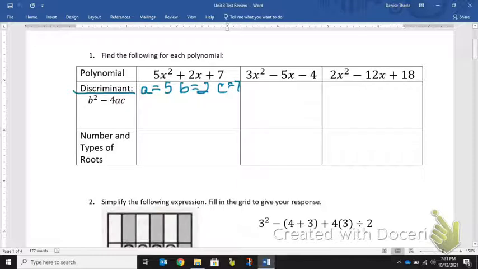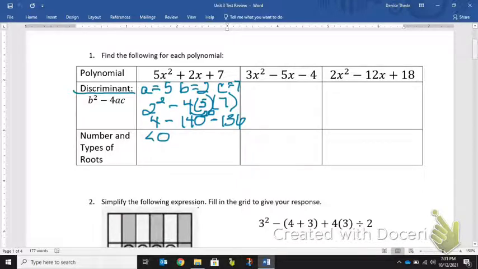So b squared is going to be 2 to the second power minus 4 times a, which is 5, times c, which is 7. 2 squared is 4 minus, and do that right away, and then say 4 times 5 is 20, and 20 times 7 is 140. So 4 minus 140 is negative 136. That is less than 0. My discriminant is less than 0.